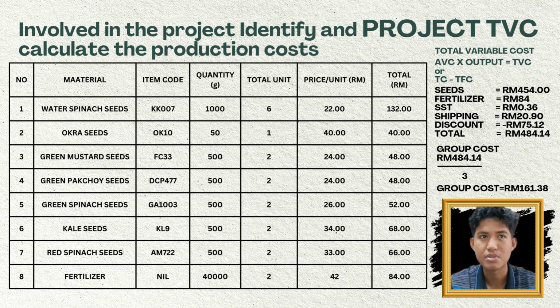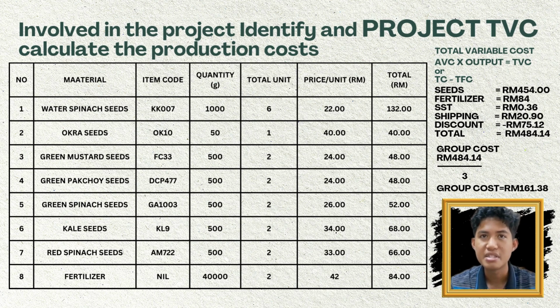As for example, potted spinach is 1 kg, okra is 50 gram, green mustard 500, pak choy 500, green spinach 500, kale and red spinach is also 500, while fertilizer is 40 gram or 40 kg. So as you multiply the total unit with the price per unit, you get the total cost.